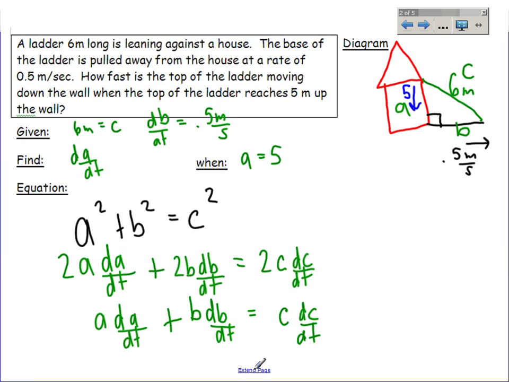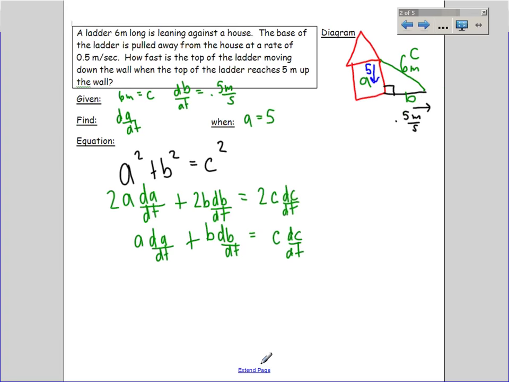At this point in time, we are ready to rock and roll and fill in the pieces to the puzzle. Remember, we are trying to solve for dA over dt, so we are trying to solve for this right here. Do we know A? Yes, we know. We want to find this exactly when A is 5. I don't know dA over dt.